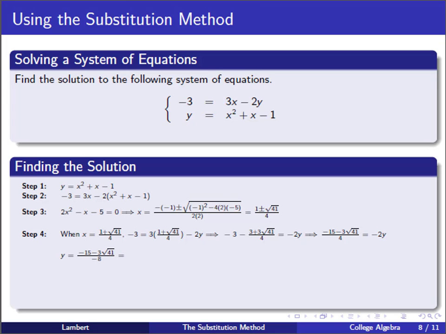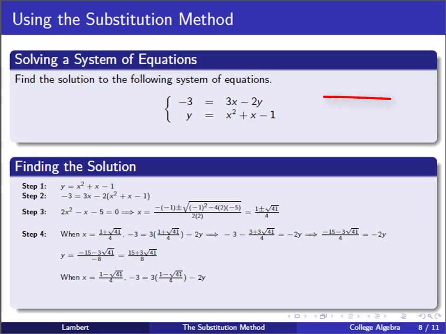Divide both sides by negative 2, and we get y equals negative 15 minus 3 times the square root of 41 all over negative 8. Notice there's a whole bunch of negative signs there, so we can cancel out those negative signs and make it 15 plus 3 times the square root of 41 all over 8. And this leads us into our next equation.